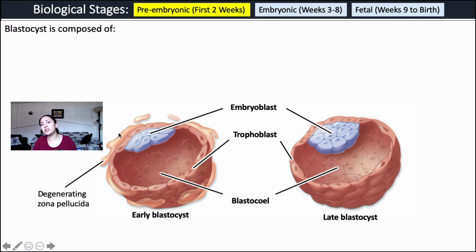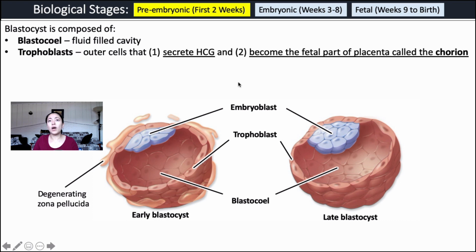So the early blastocyst has the zona pellucida around it. However, that starts to degenerate. And the late blastocyst no longer has the zona pellucida around it, that gel-like barrier. The blastocyst itself consists of a blastocele, which is this fluid-filled cavity in here, as well as this outer layer of cells called the trophoblast.